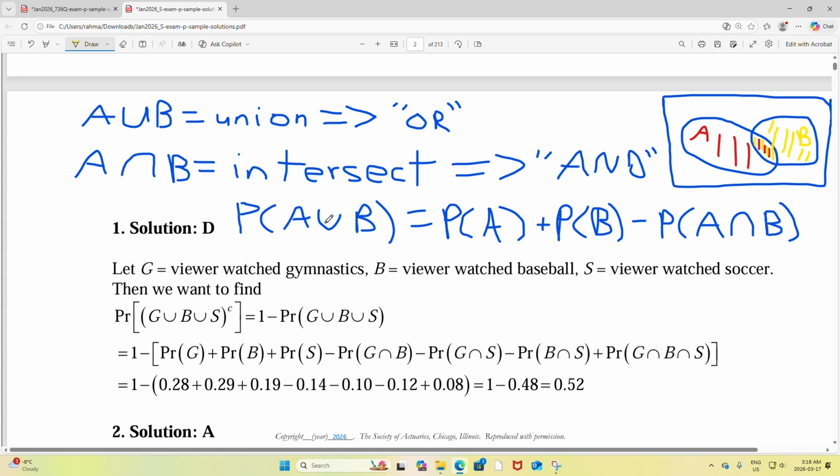Probability of A is all of this, this section here and this section here. Probability of B is this section here and this section here. That gives us everything we want, except we've counted this part twice, and that's why we subtract the intersection. So that's how you get that. Again, if you don't want to memorize formulas, it goes back to Venn diagrams. So that's why I think Venn diagrams is the best way to approach problems like this.